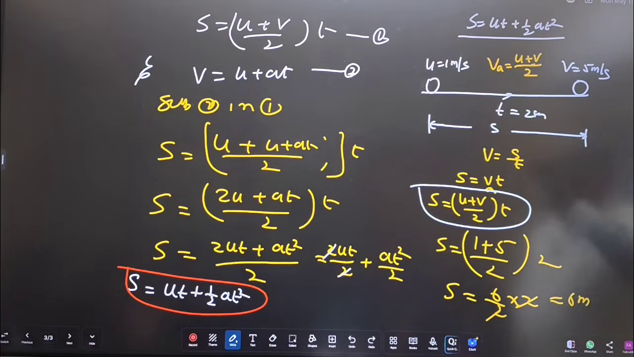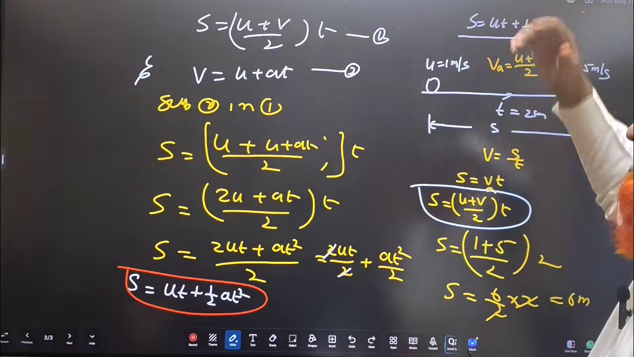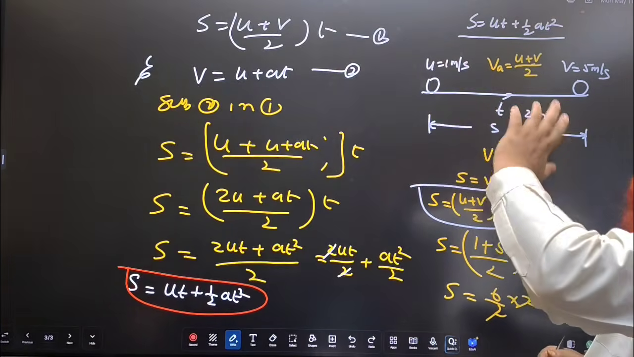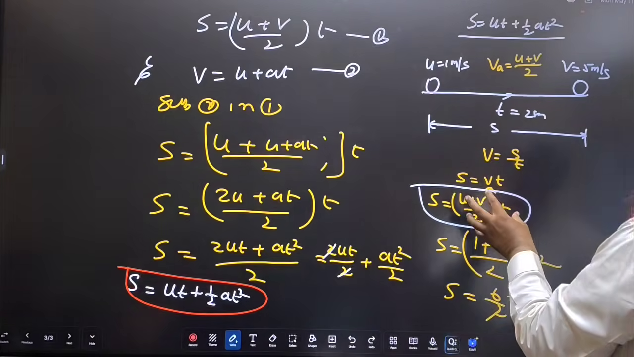Next step, because our final destination is this very important, universally accepted equation, that is S is equal to ut plus half at square. I want this equation. So what am I going to do? The previous equation is V is equal to U plus AT, which we have already derived in the previous case, and this is already known to us here.